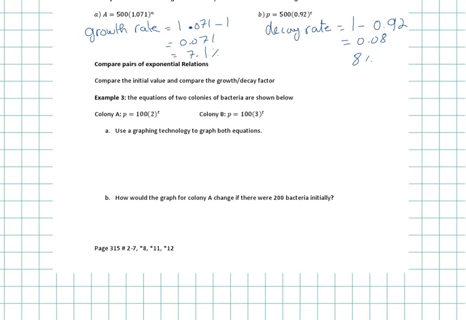So we're comparing two exponential relations. They're asking you to compare the initial value and compare the growth or decay factor. The equations of two colonies of bacteria are shown below. Colony A has P equals 100 times 2 to the power of t. Colony B has a population of 100 times 3 to the power of t.